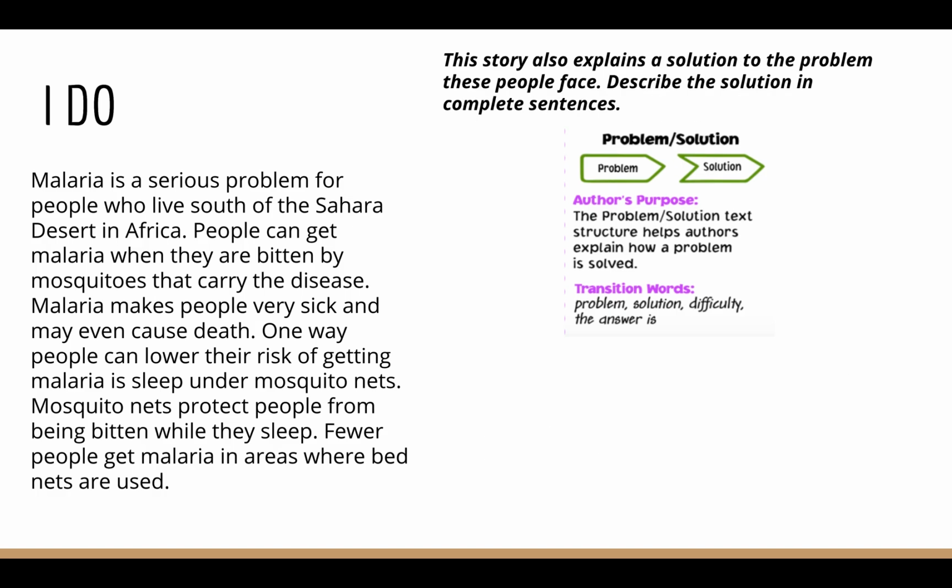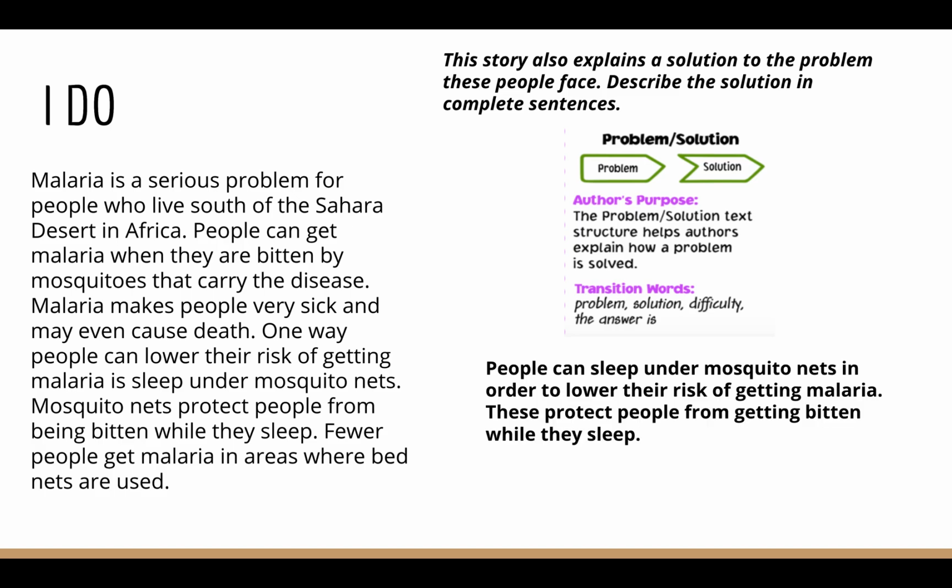So this story also explains the solution to the problem the people face. Describe the solution in complete sentences. So each problem that we read about is going to have a solution. The solution is how the problem is solved. So I wrote, people can sleep under mosquito nets in order to lower their risk of getting malaria. These protect people from getting bitten while they sleep. So again, I'm using evidence from the text to support my answer, but I'm not copying it straight from the text. I'm kind of wording it in my own way as well.